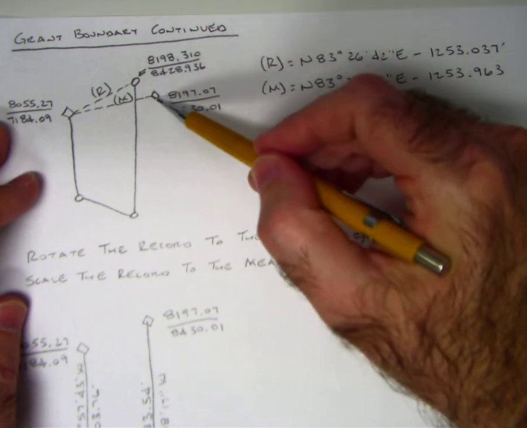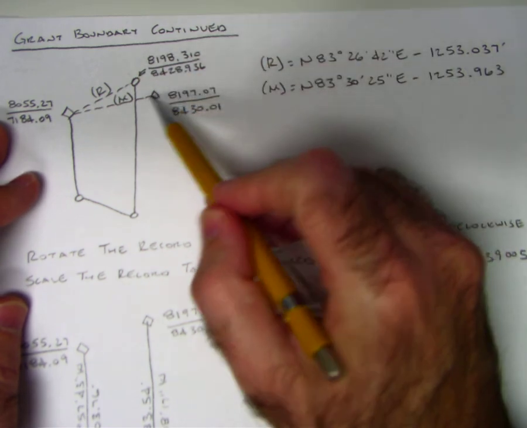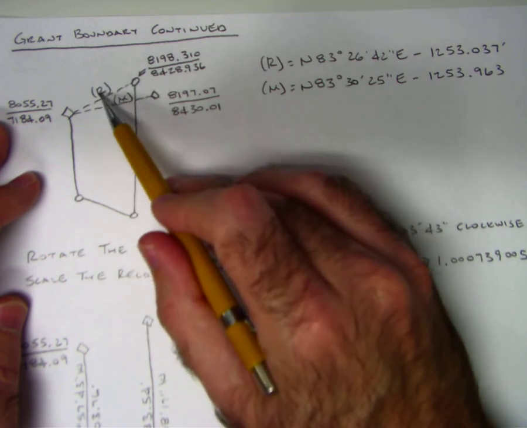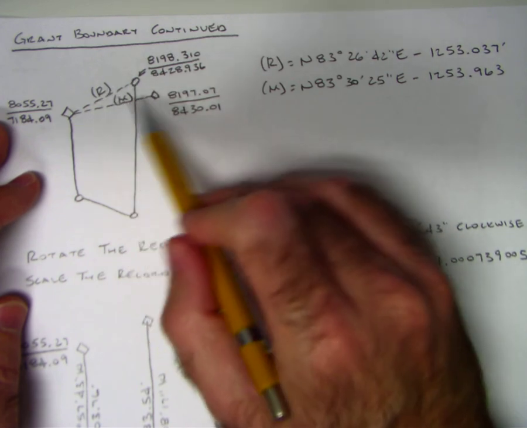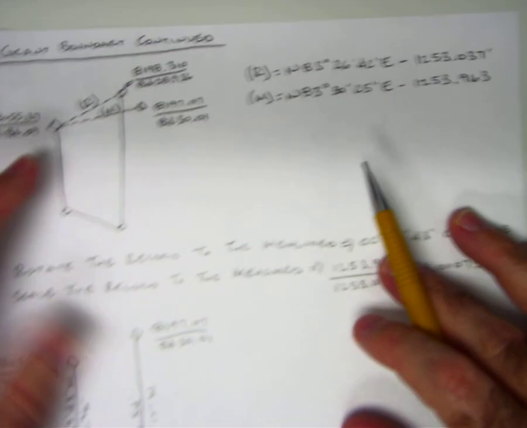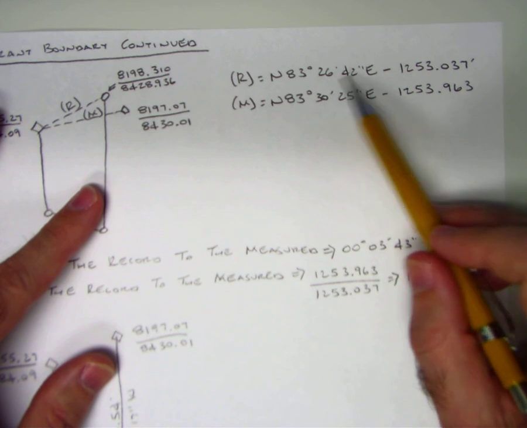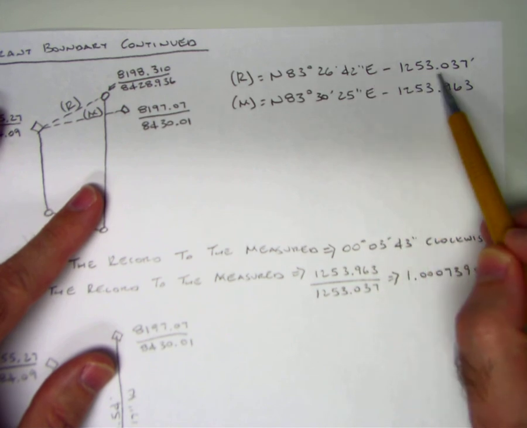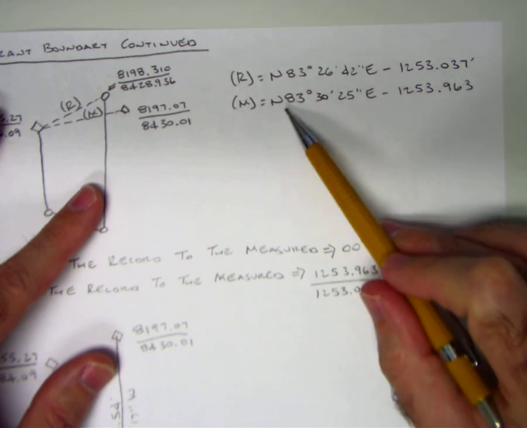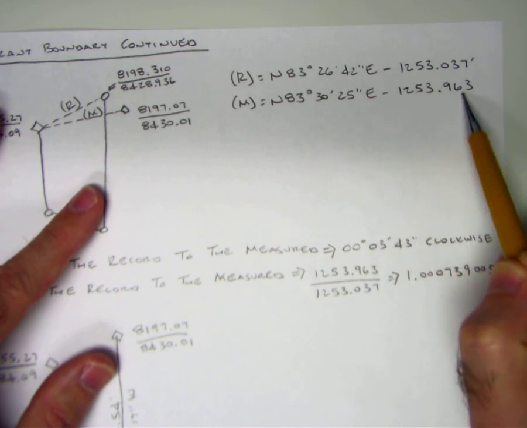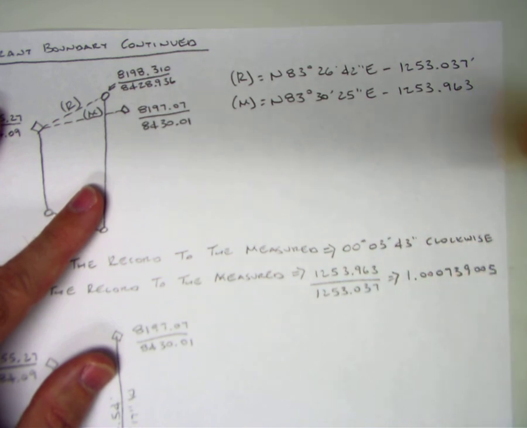Well, remember, this corner was found. Then what I do is I inverse between the two corners. And this is the record inverse. This is the measured inverse. And those inverses are shown here. The record is north 8326.42 east, 1253.037, and north 8330.25 east, 1253.963 feet.